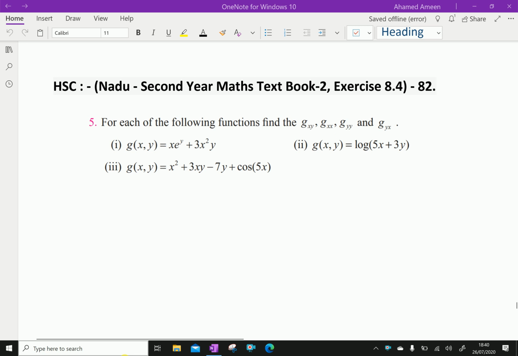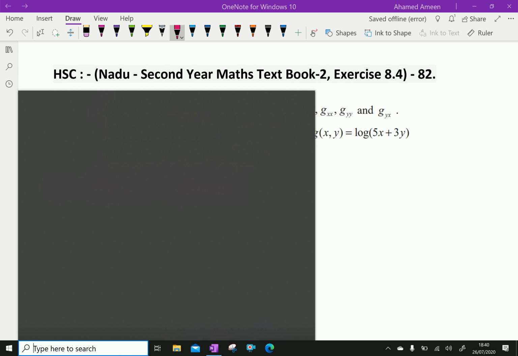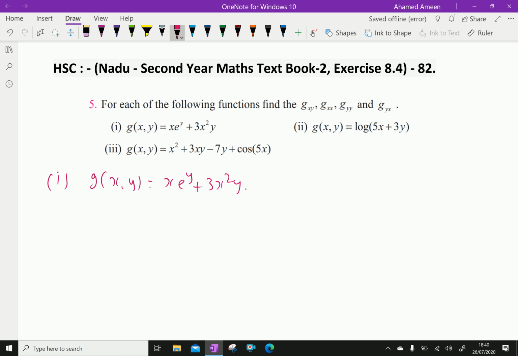First, the function g of xy is x e power y plus 3x square y. First, we have to find g of xy. For that, you have to find g of x.